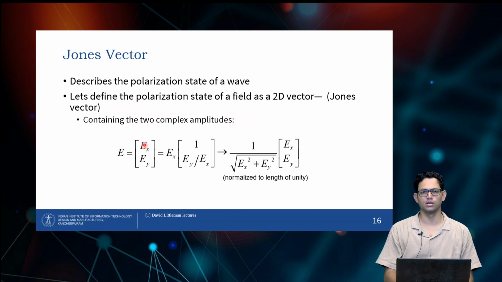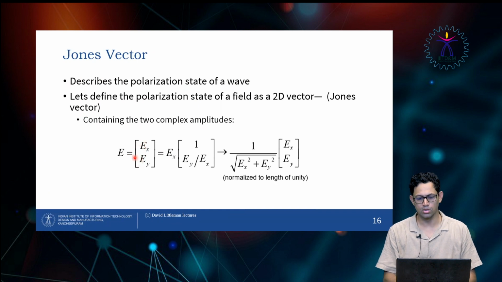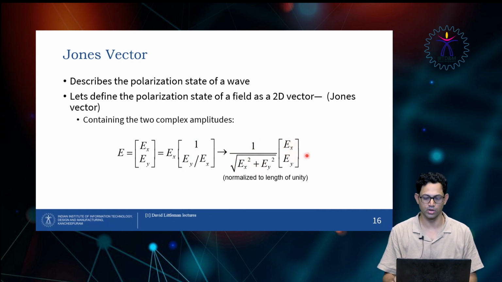The Jones vector is a matrix, again, of 2 by 1. If you remember, the Stokes vector is a matrix of 4 by 1, and in the case of the Jones vector, as you can see, it's a 2 by 1 matrix. You have the Ex and Ey components, and it can be given either in this form, where you take Ex outside and write 1 and Ey by Ex, or in the unit form, which is majorly used, with unit length. So you take a normalization, that is the square root of Ex square plus Ey square, and over here you write the Ex and Ey components.